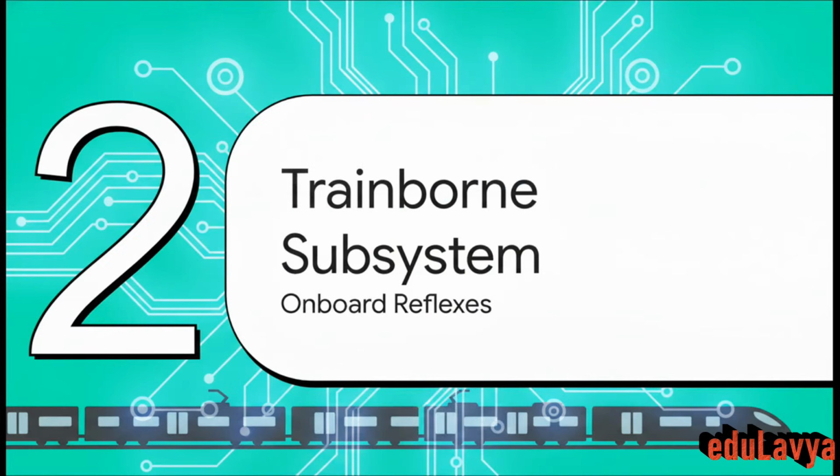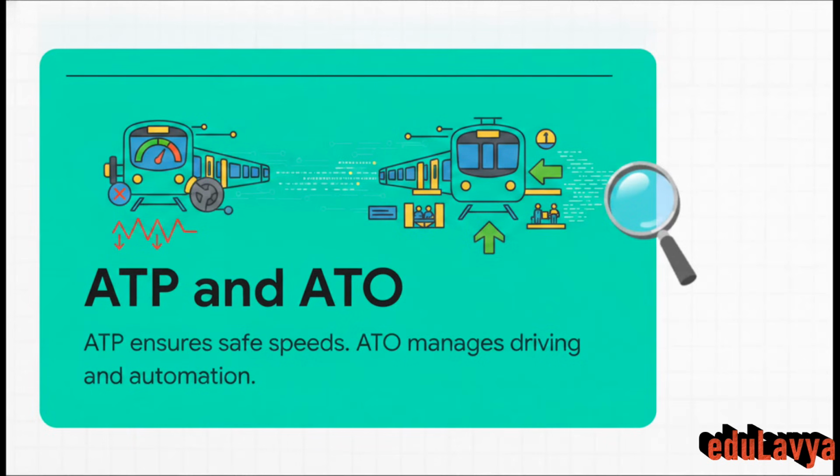limit. Moving right along, Section 2, the Trainborne subsystem, onboard reflexes. Okay, so right on board the train, we've got 2 absolutely vital systems you need to know about. First up is ATP, Automatic Train Protection. Think of ATP as your ultimate safety net. It's constantly keeping an eye on the train's speed, making sure it stays within the limits, and it'll instantly slam on the brakes if it has to.